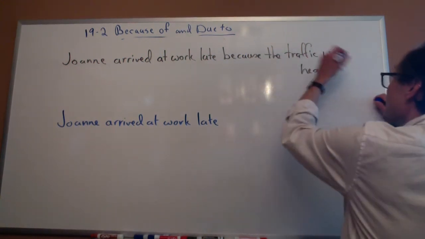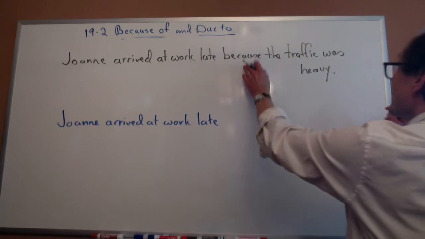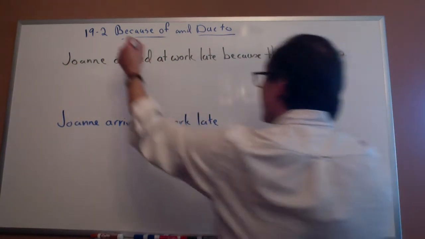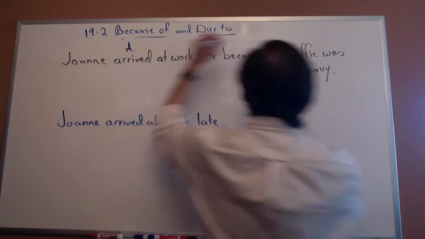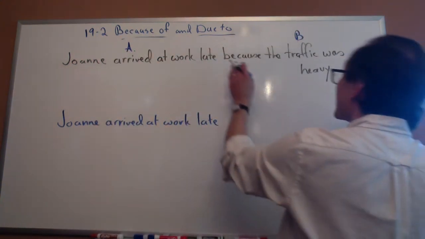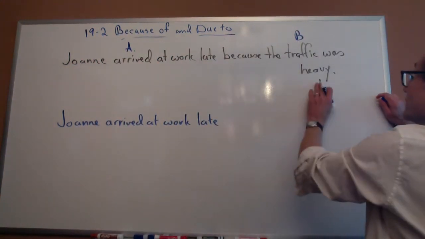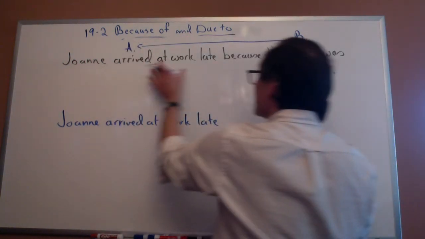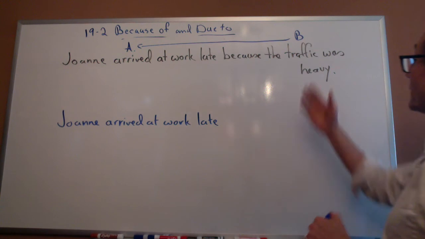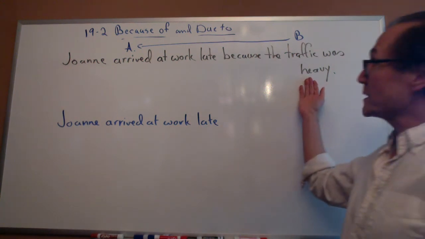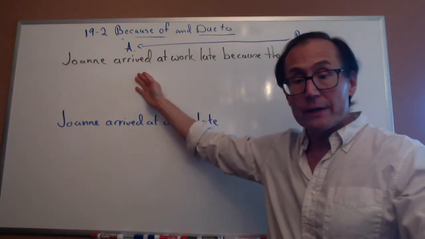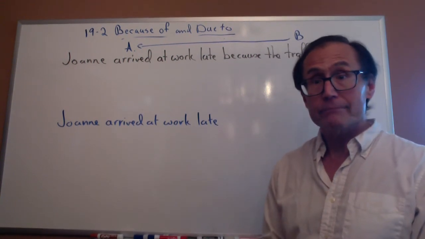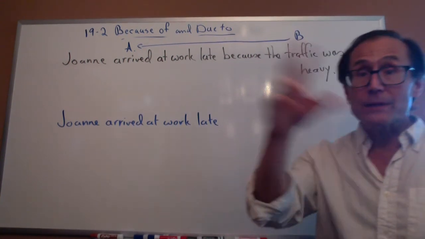Something that you know is that because means that this thing causes this thing. So if I call this A and this B, the traffic was heavy caused Joan to arrive late at work. So the traffic was heavy was the cause, and Joan arrived late at work is the result or the effect.